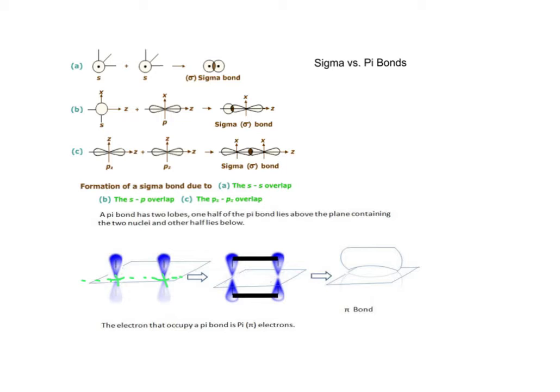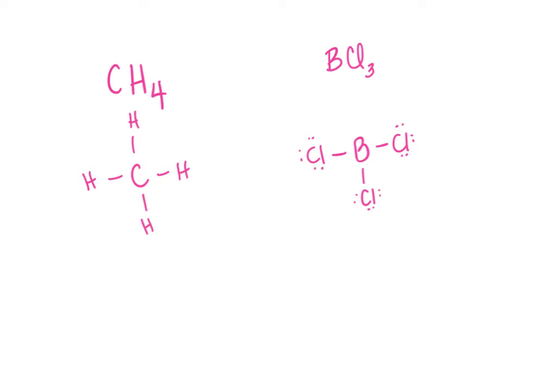Instead, there's a little bit of overlap both above and below the plane. It's not as strong as head-to-head overlap, but there is still some overlap. This is only one pi bond that is shown, with that sideways overlap, even though it occurs both above the plane and below the plane. That is still only one pi bond. In order to have a pi bond, you're going to have first a sigma bond. I think both pink and teal are going to benefit from this.